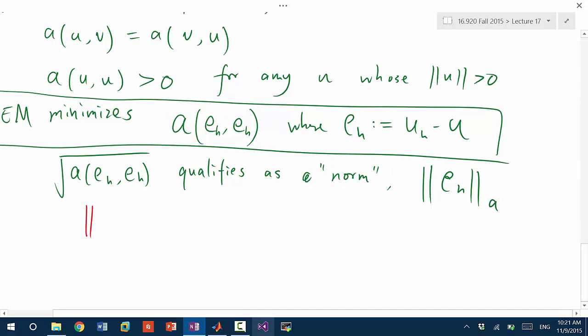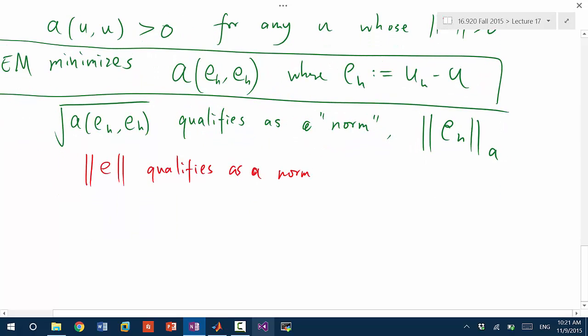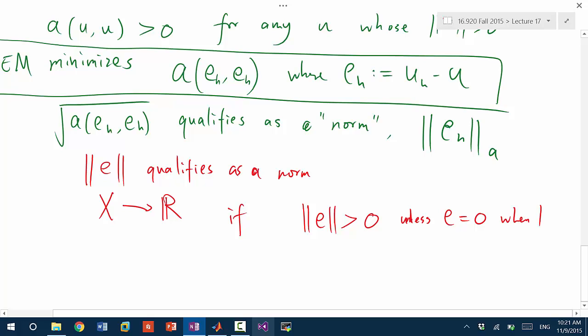Okay, a norm means a particular function, where we put a double bar on this, qualifies as a norm. So it has to be from a particular space to the real numbers. It qualifies as a norm if, first of all, the norm of E is always greater than 0, unless E is 0, when the norm has to be equal to 0.